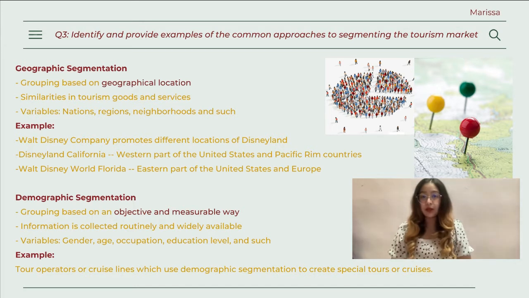Some of the examples of this include tour operators or cruise lines who use demographic segmentation when they want to create special tours or cruises which include educational, religious, or nostalgic experiences.